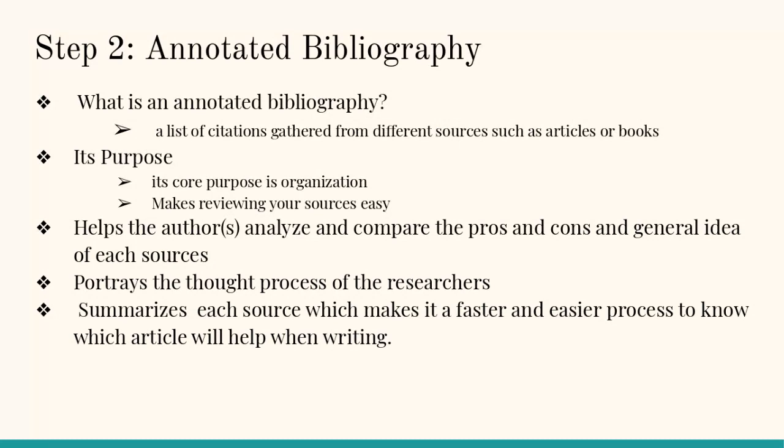The second step to a proposal would be the annotated bibliography. So what's an annotated bibliography? It's basically a list of citations where you gather the sources from articles, books, and websites. What is its purpose? Its purpose is organization. It makes viewing your sources for later on easy, and it helps the authors, which are the writers, analyze and compare the pros and cons and the general idea of each source.